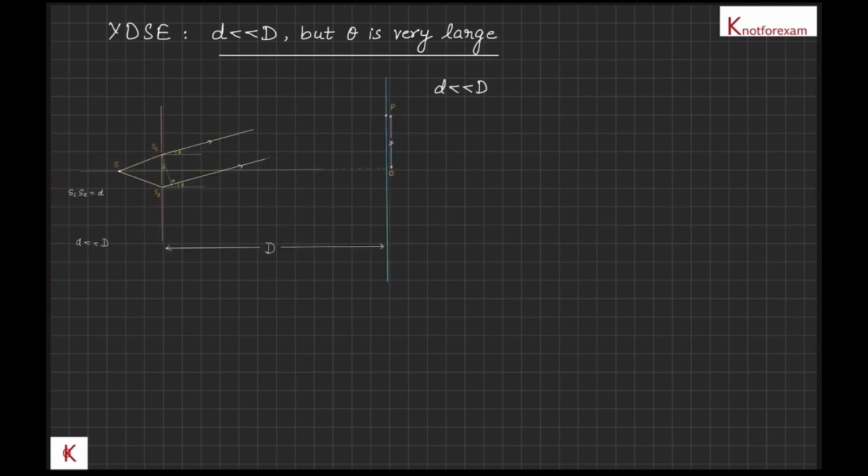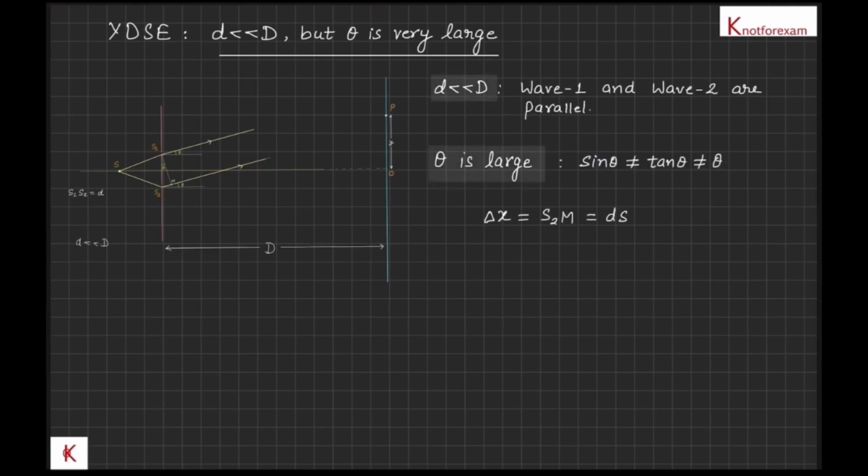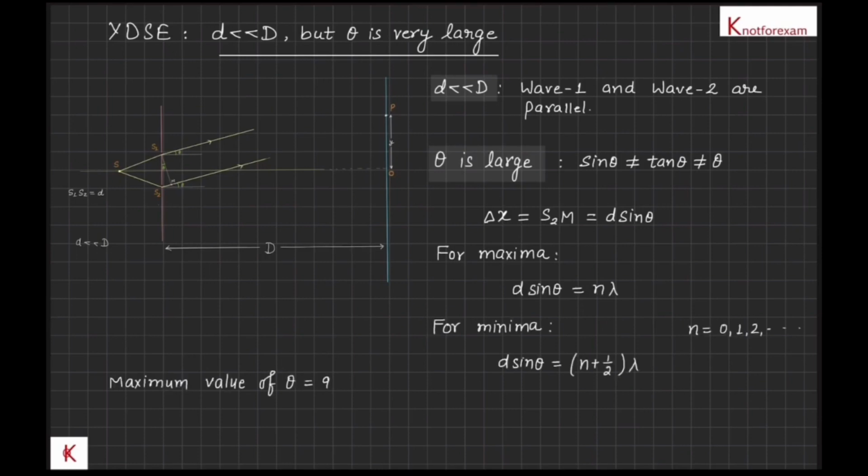For d very less than D, wave 1 and wave 2 will be parallel, but since theta is very large, sin theta cannot be equal to tan theta, cannot be equal to theta. Therefore, two waves reaching at angular position theta at point P on the screen have path difference delta x equal to d sin theta, and for positions of maxima d sin theta will be n lambda, and for positions of minima d sin theta will be equal to (n plus half) lambda, where n is equal to 0, 1, 2, 3 and so on.